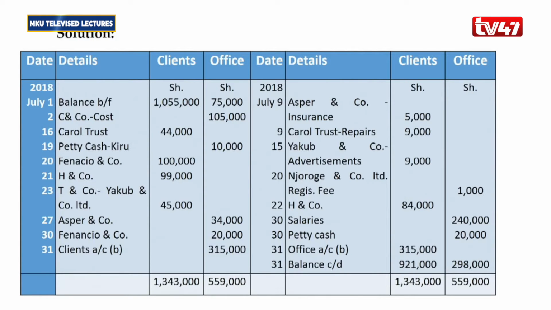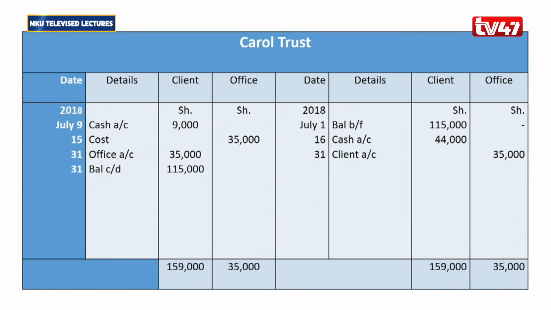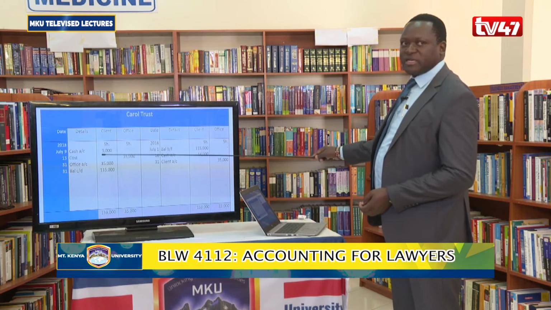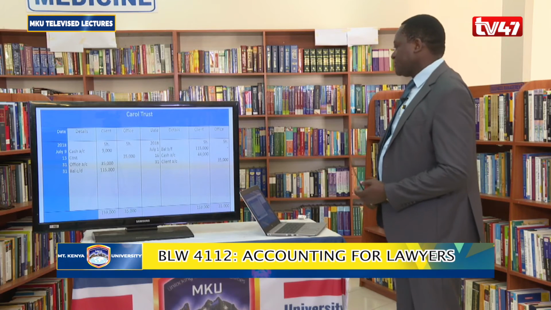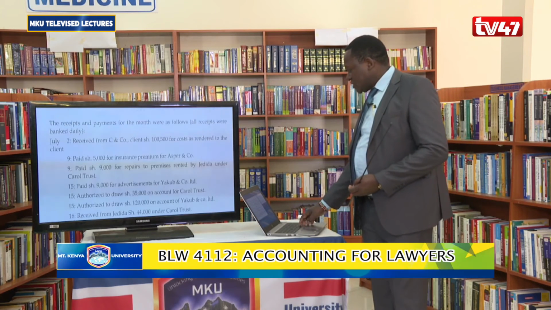Then, of course, on the 15th, you also show that other transaction. So we're going to the cash book. When you go to the cash book, you can see this is a Caro Trust. This is 9,000, which is removed from the client column. And when you go to Caro Trust, there we are. You will find that we have this cash that has been paid for those particular repairs, and this is on the client column. So that is how you go about that particular transaction.